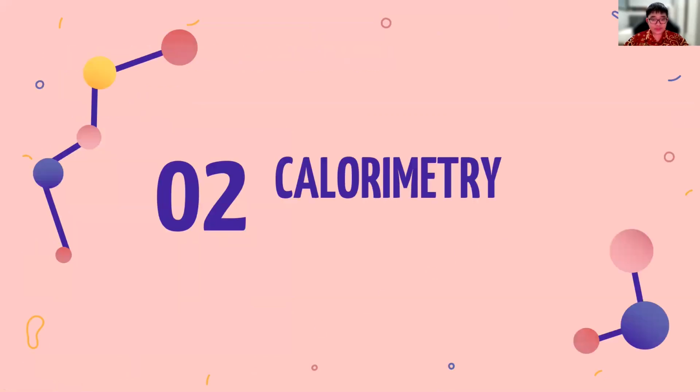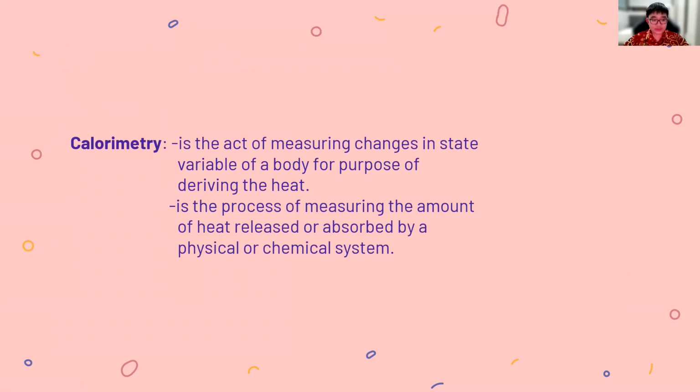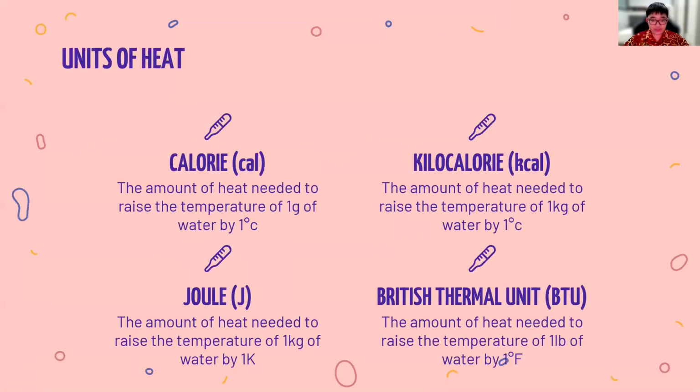Second part, we have calorimetry. The calorimetry has two definitions. The calorimetry is the act of measuring changes in state variable of a body for the purpose of deriving the heat. For the second definition, it is the process of measuring the amount of heat released or absorbed by a physical or chemical system. For the units of heat, we usually have four.